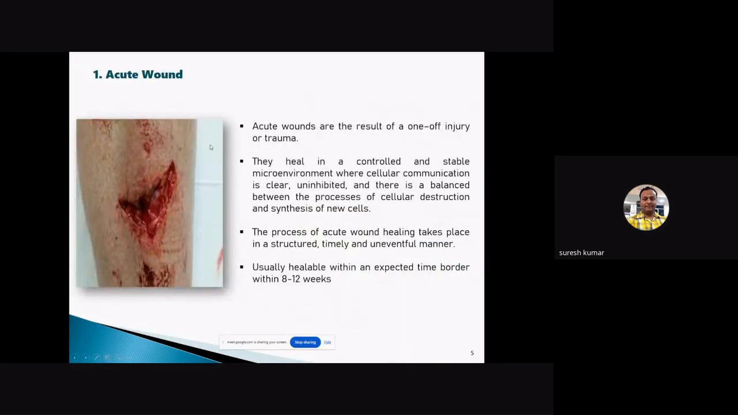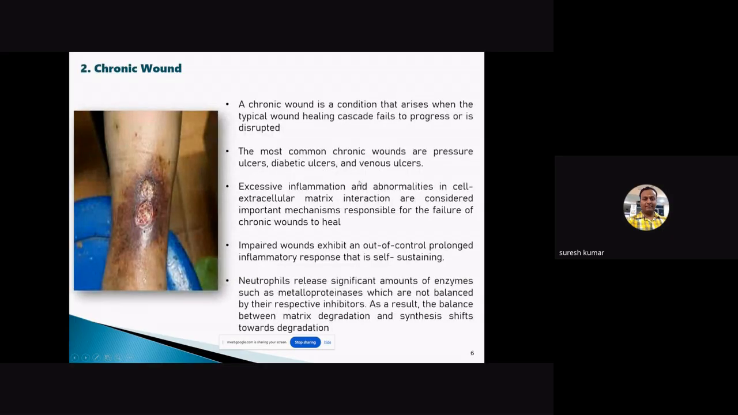Now coming to the acute wound, it is caused by trauma or injury. They heal in a controlled and stable microenvironment where cellular communication is clear and uninhibited, with a balance between cellular destruction and synthesis of new cells. The process of wound healing takes place in a structured, timely, and uneventful manner, healing within 8 to 12 weeks. Next, the chronic wound is a condition that arises when the typical wound healing cascade fails to progress or is disturbed. The most common chronic wounds are diabetic ulcers, pressure ulcers, and venous ulcers, which I am going to discuss briefly in upcoming slides.